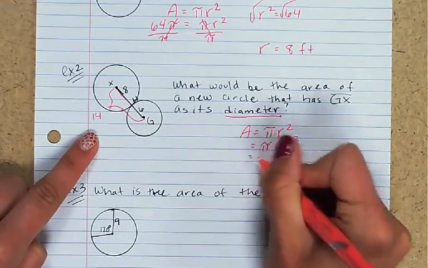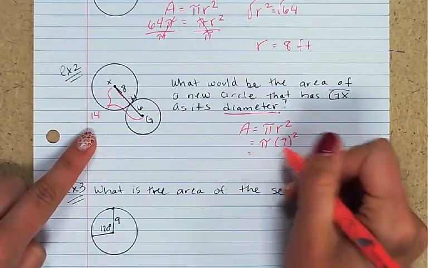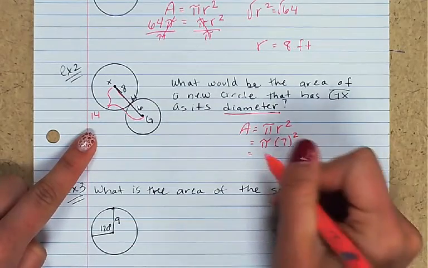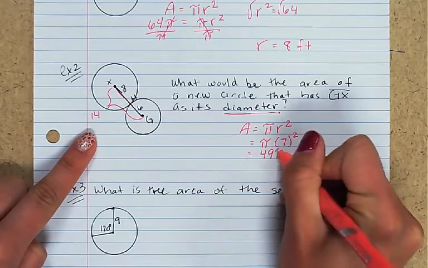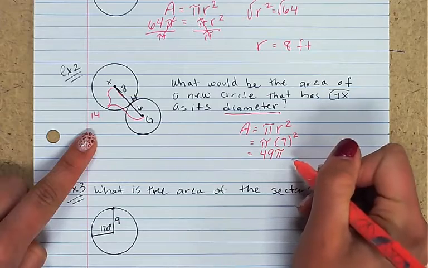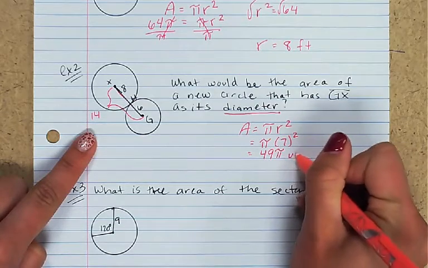And I'm just going to leave it in what's called terms of pi. I'm not going to multiply the pi in. So 7 squared is 49. So that's 49 pi units squared, square units.